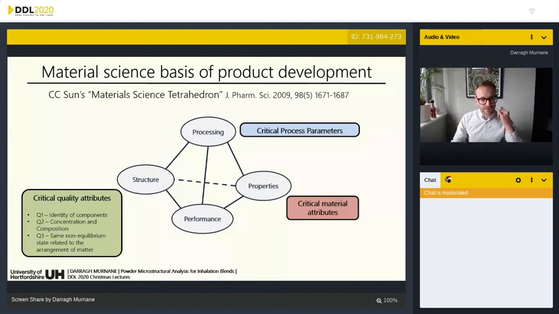Just to check. So we'll start then really at the starting point of this presentation. We're looking particularly at the material science basis of product development.